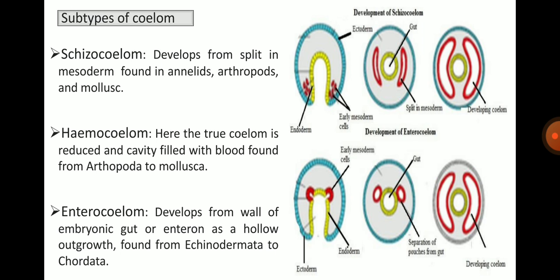While the hemocoel actually is a true coelom reduced and the body cavity here is filled with blood or haemocoelomic fluid, which contains plasma, amoebocytes and hemoglobin circulating throughout the body and functions like blood. The examples being the forms belonging to the phylum Arthropoda and the molluscans.